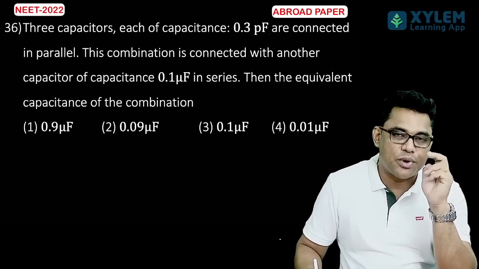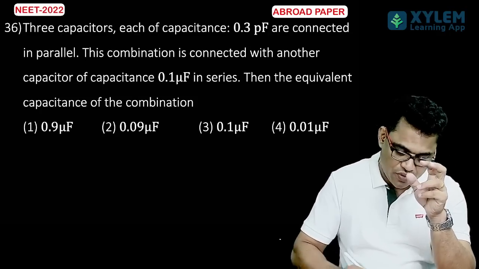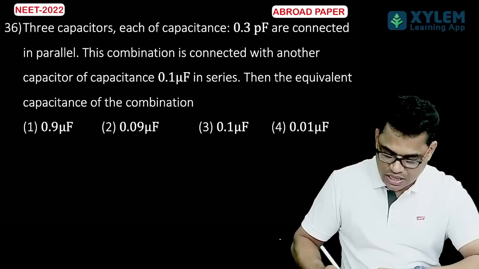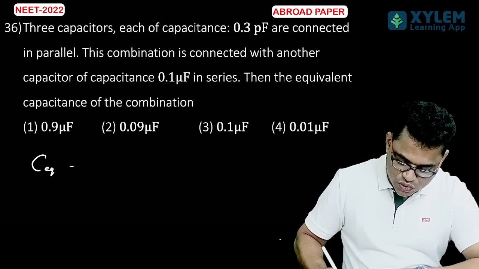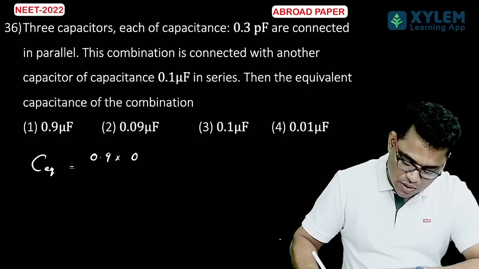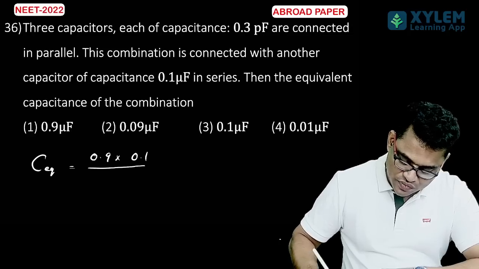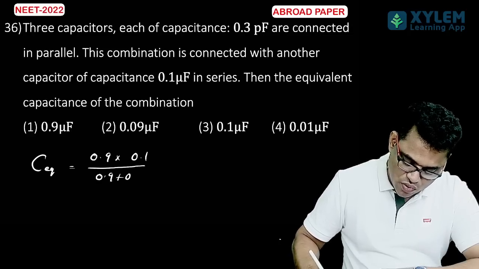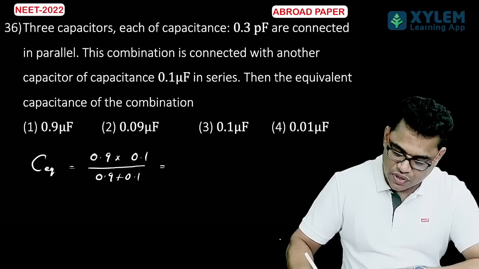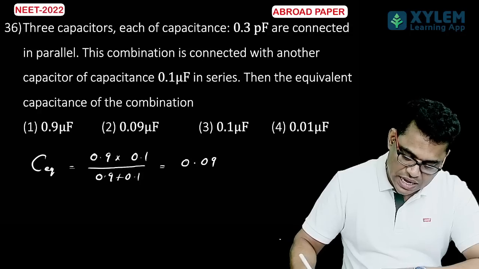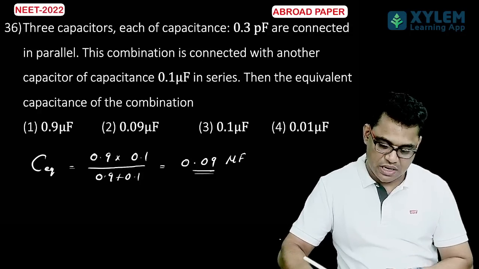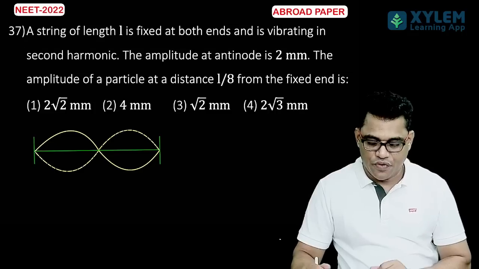That is connected to 0.1. These two are in series. Therefore, 0.9 and 0.1 are in series. Therefore, C equivalent is equal to C1 C2 divided by C1 plus C2. That means 0.9 into 0.1 divided by the sum 0.9 plus 0.1. 0.9 plus 0.1 is 1. Therefore, the answer is 0.09 microfarad. Therefore, the right option is 2. Let us go for the next one.